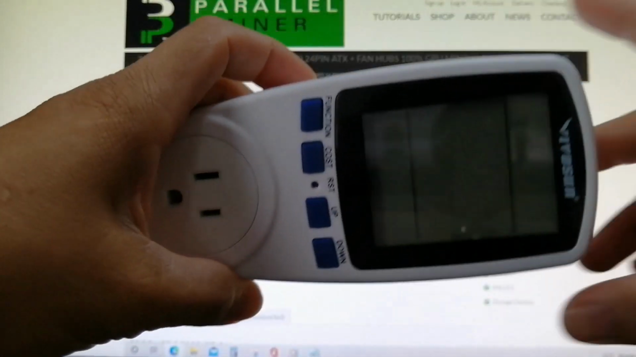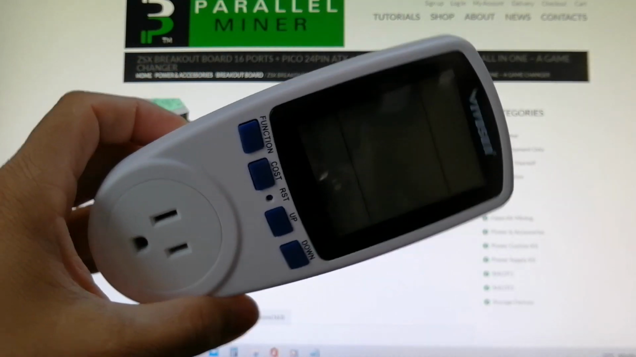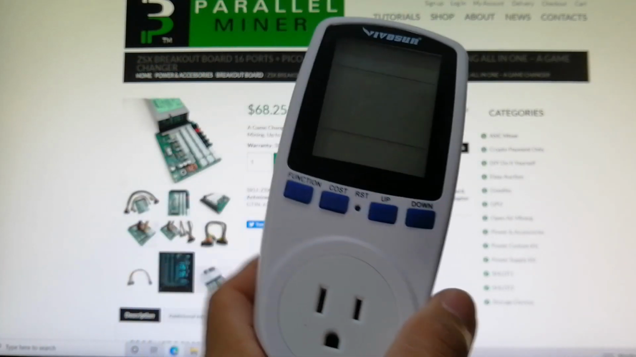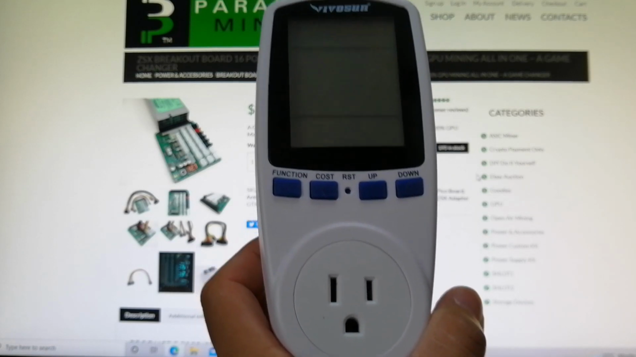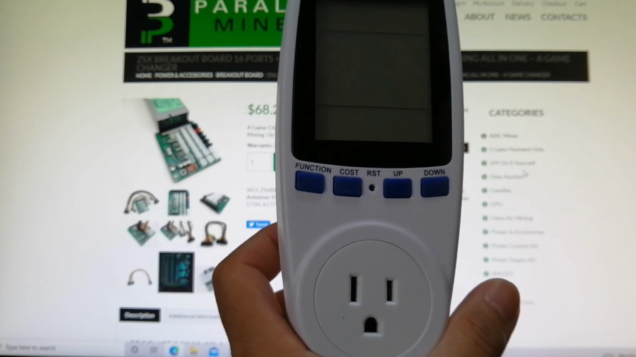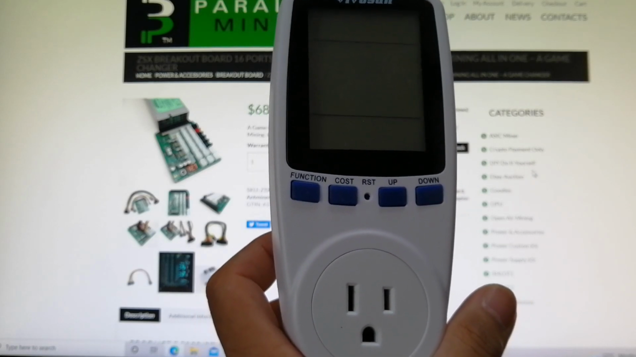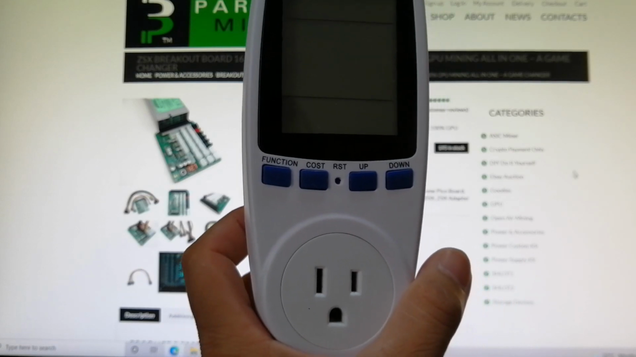So I'm using this one here. I bought it from Amazon. You can tell how much current your whole rig is drawing from the wall. That's the most important, so that you won't trip your breaker. You don't overload your breaker. Just respect the 80% rule.